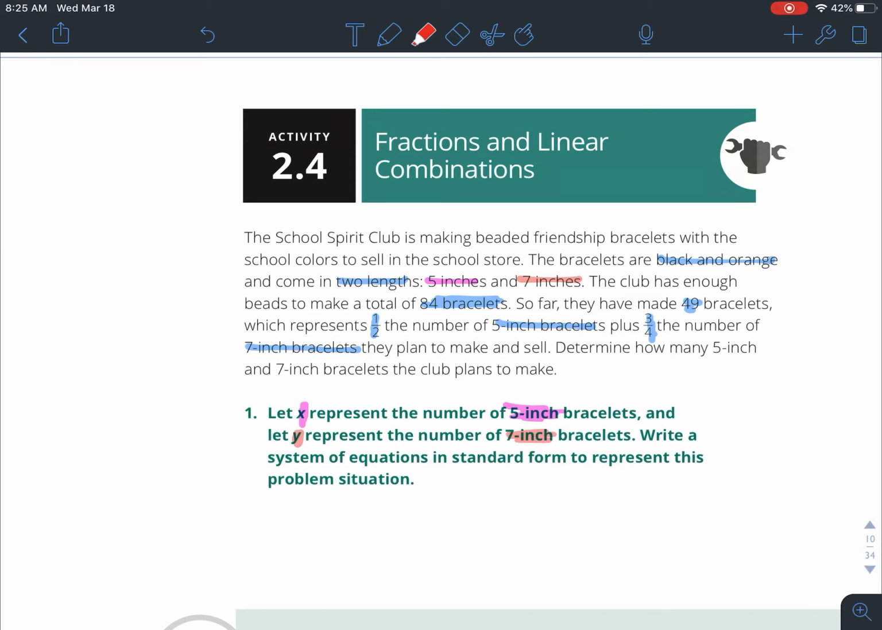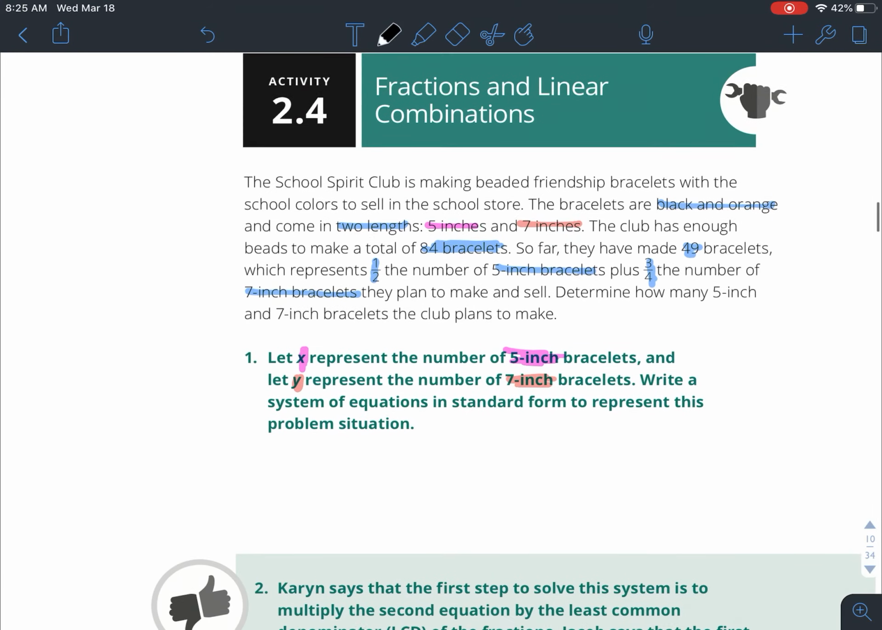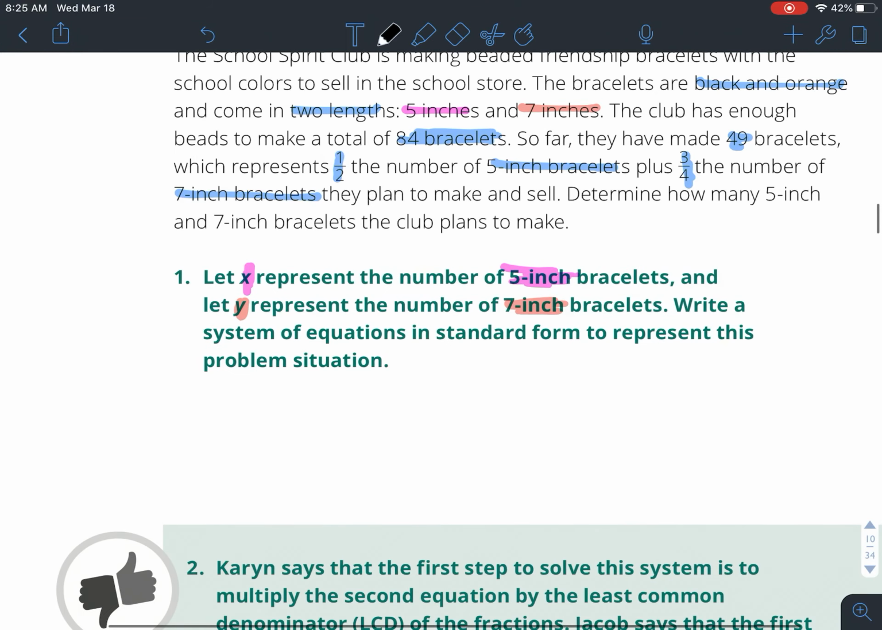That's why I'm highlighting, to help make it easy for you guys. Write a system of equations in standard form to represent this problem situation. So essentially this is how we have to do it. They're saying that overall we're going to have 84 bracelets. So no matter how many 5-inch and 7-inch bracelets, there's going to be 84. That's a simple one where we can do X plus Y equals 84, because we're adding those two together to have an overall total of 84.